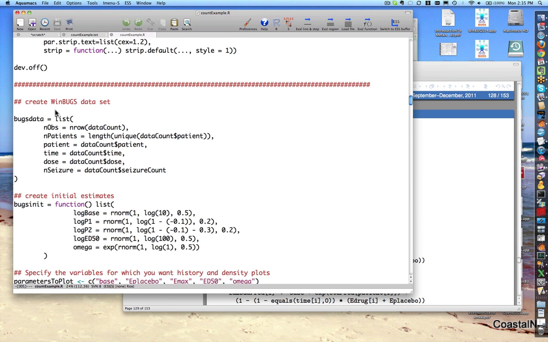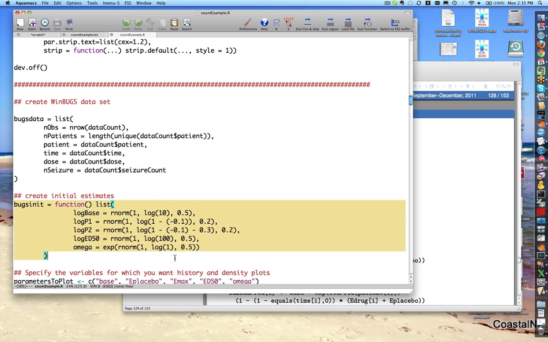Okay, the bugs data statement, there's essentially no real data management to be done here. So you can see it just pulls out and gets the number of observations by counting up the number of rows in the data set. Number of patients it gets by counting up the number of unique patient values. In this case, it assumed that the patient identifier was already in the form of an integer that goes from 1 to n patients here. We've got our time, our dose, and our seizure count. So everything's pretty straight ahead there.